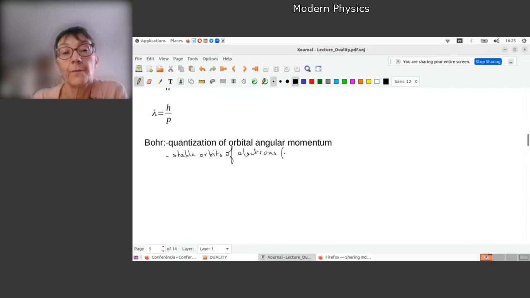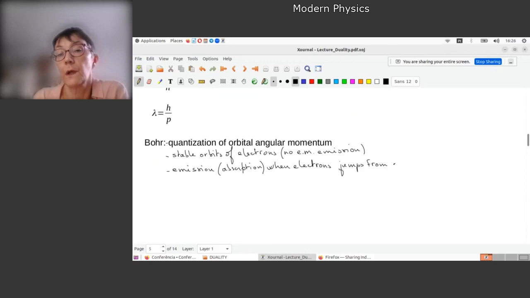No electromagnetic emission. And also we had the emission of light, emission or absorption, when an electron jumps from one stable orbit to another one.